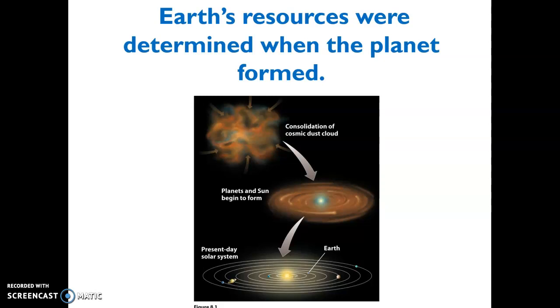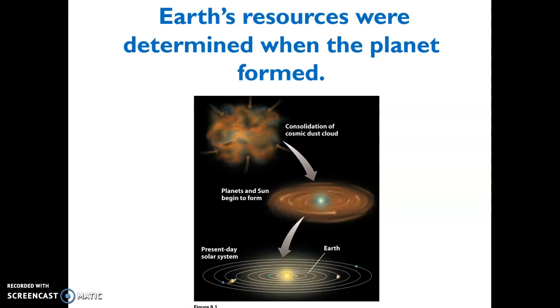Okay, so this diagram shows that there was a consolidation of cosmic dust cloud into a sphere, and that was true of all the planets. And as they formed into spheres, it was a molten material, a hot, rocky material. And as it cooled, this material separated into layers, with the denser layers in the center of the planet and lighter materials toward the crust of the planet.